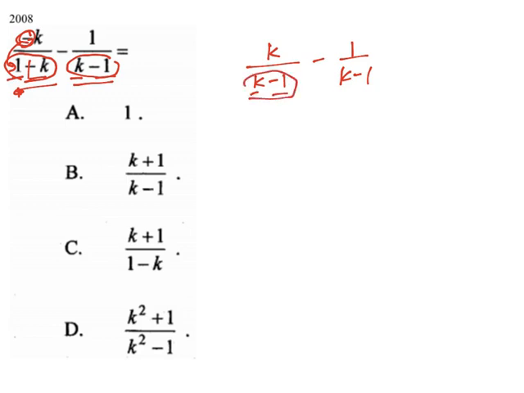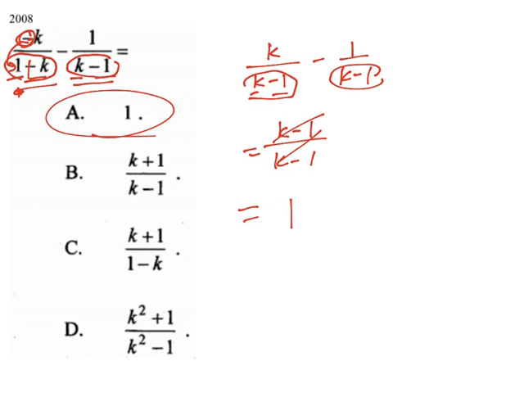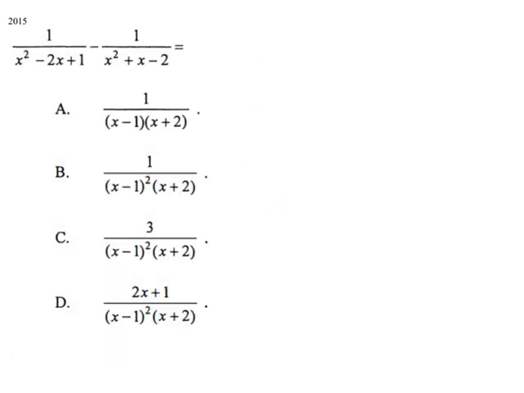Then you can see, wow, denominator same. Then we just subtract the numerator. Same, cancel, cancel. So the answer is 1. So answer is A. Lastly, try to do this question.